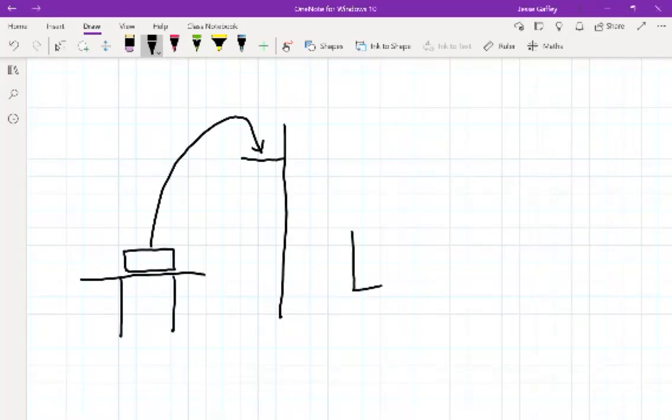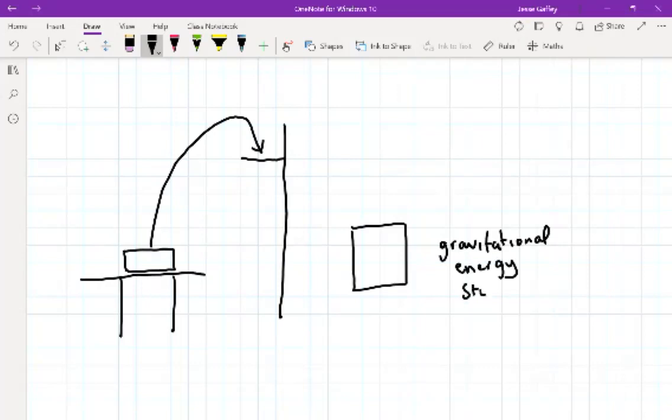Now again, we talk about an energy store. We describe this using an energy store, but the energy store we talk about is the gravitational energy store. And when the book is on the table, there's only a small amount of energy here.